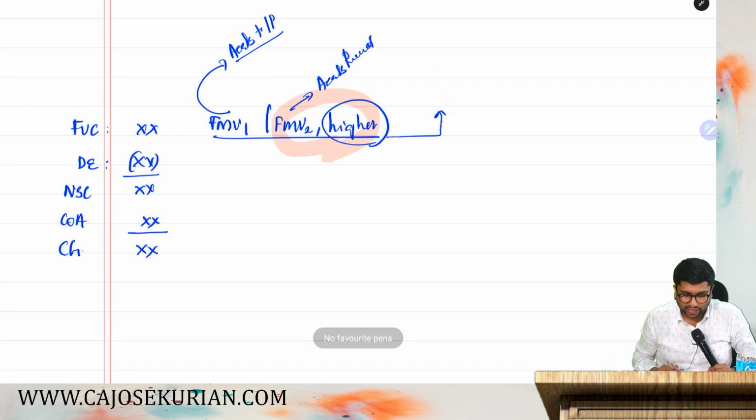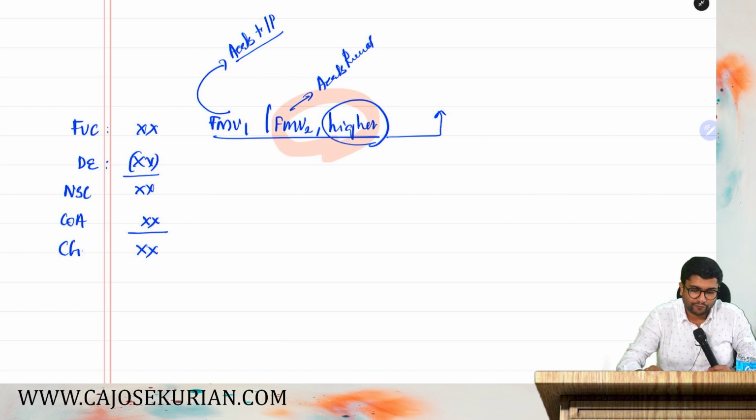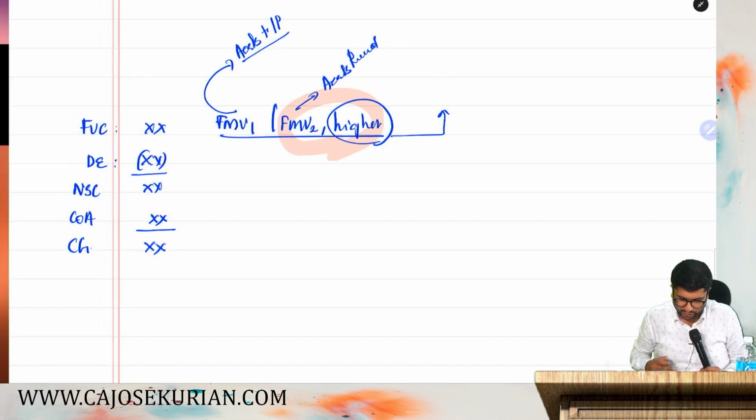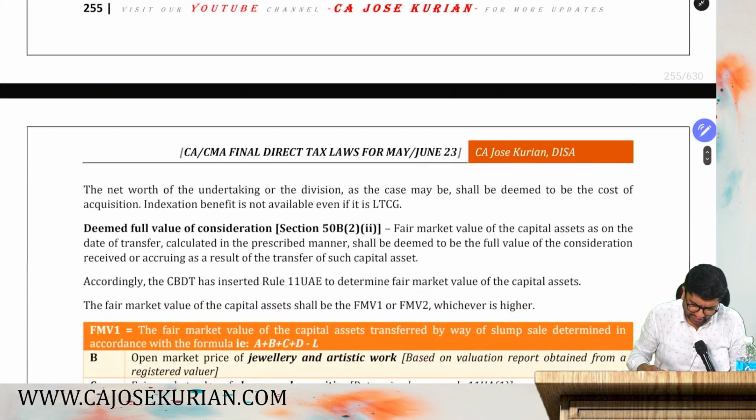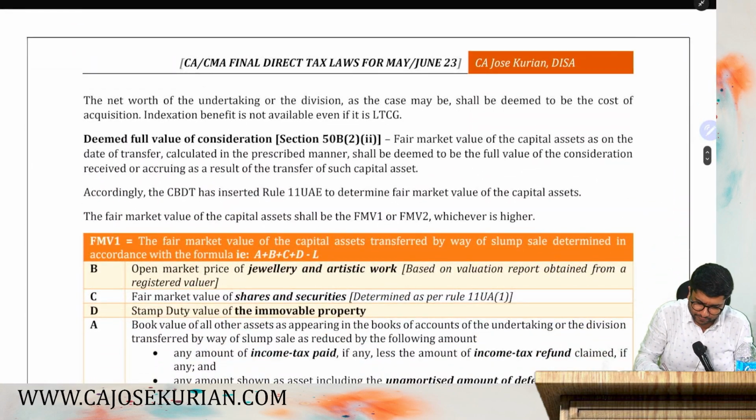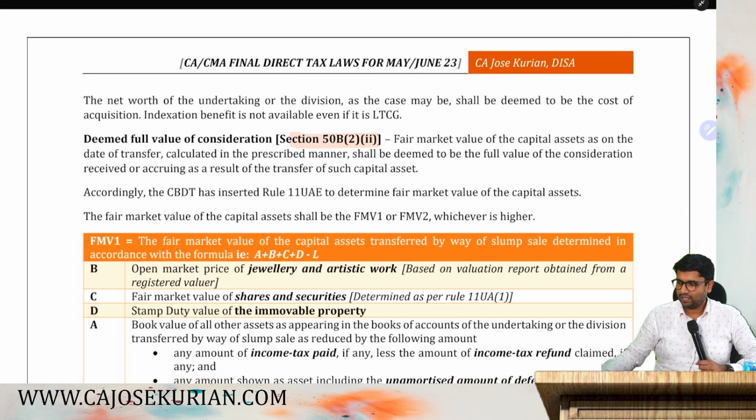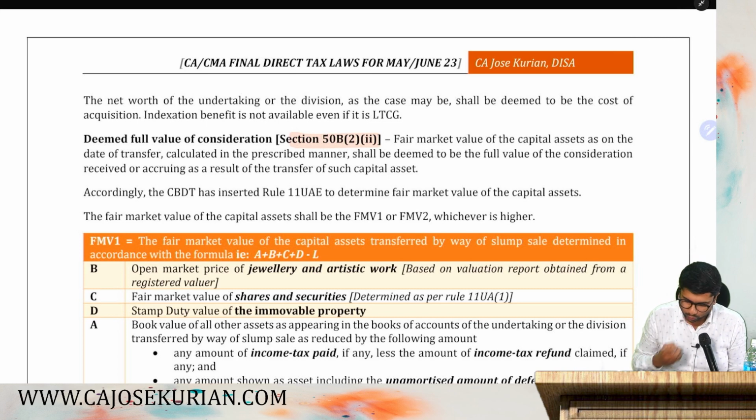Now we need to understand how to value this FMV1. We need to study the valuation principle for valuing FMV1. So let's understand how to value FMV1. For that, section 50, subsection 2, clause 2 is there. So friends, listen, let's understand how to compute the fair market value. There is a rule for that. That is Rule 11UAE, the valuation rule. Let's study the valuation rule, friends.